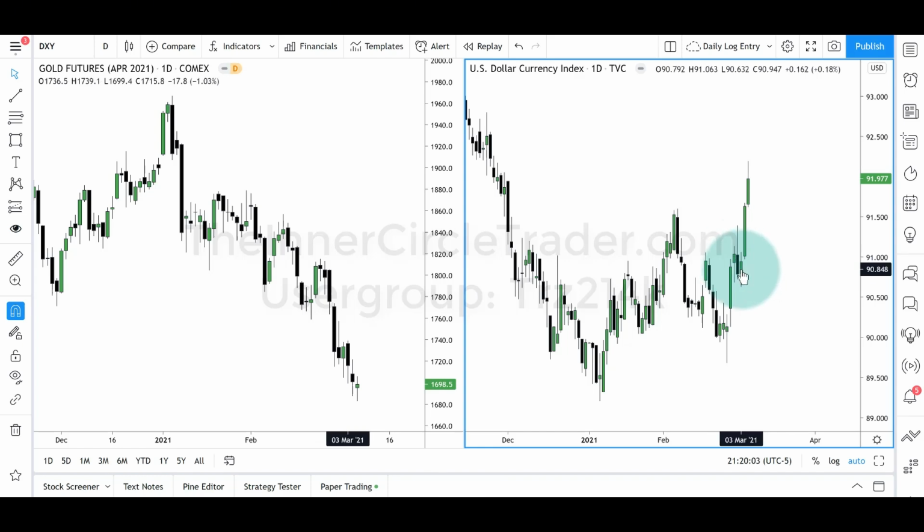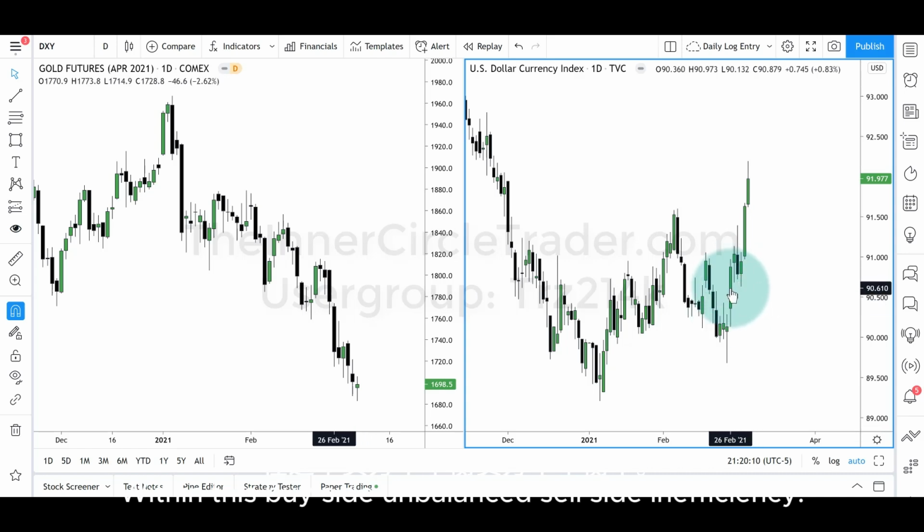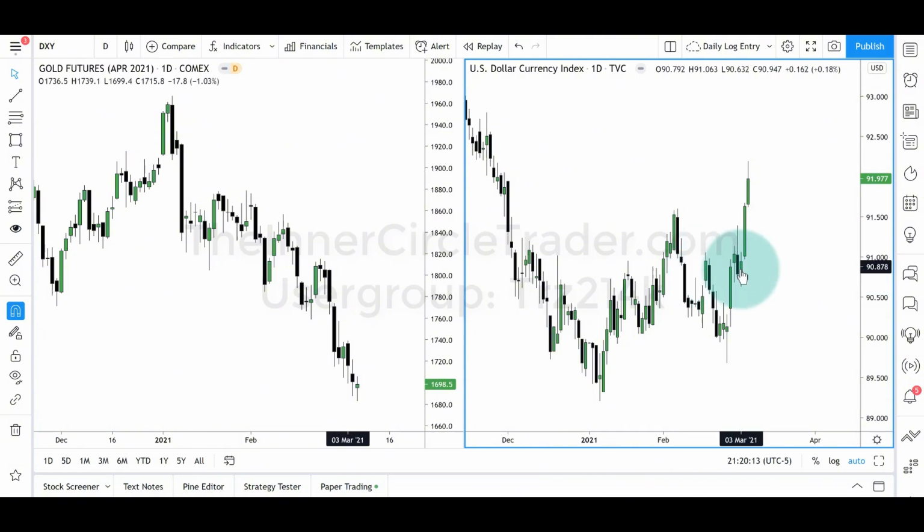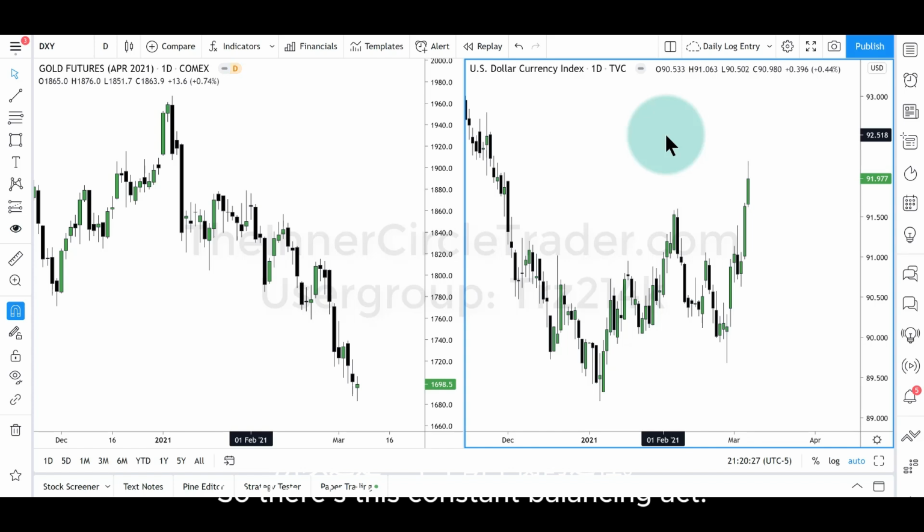On the dollar index, March 3rd, we have the institutional order flow entry drill here within this buy side imbalance, sell side inefficiency, and bullish breaker. So there should be a sell-off on March 3rd in gold. March 3rd sells off. We get this run here to the imbalance. So there's this constant balancing act. I'm not just simply looking at dollar in and of itself. I'm looking at intermarket relationships. Okay, so this is intermarket analysis.